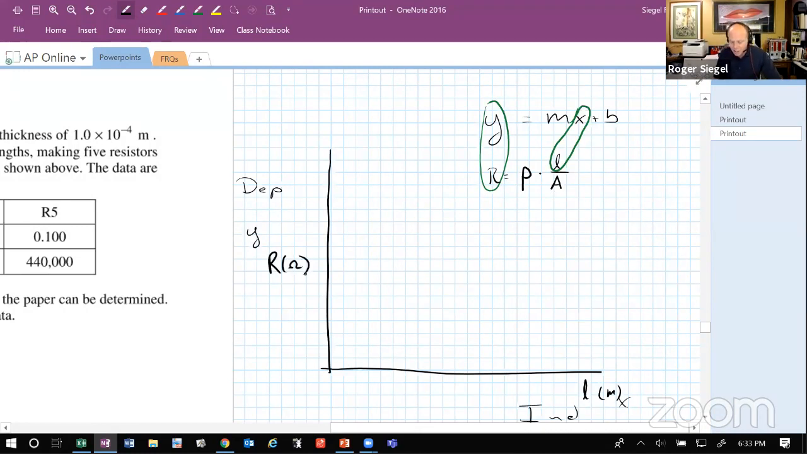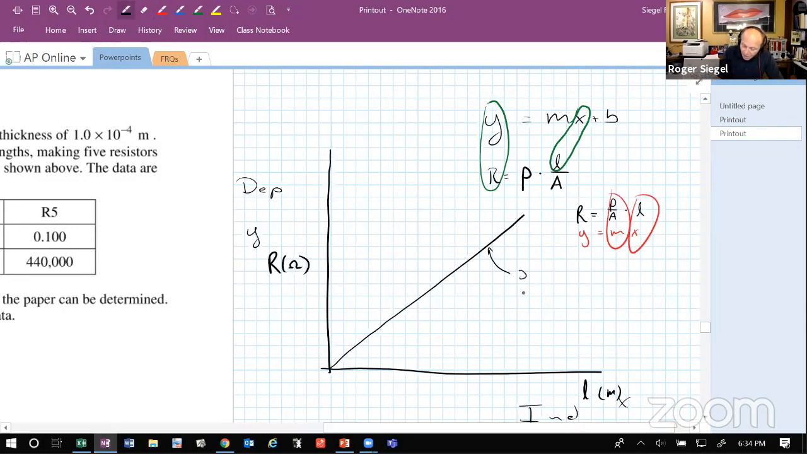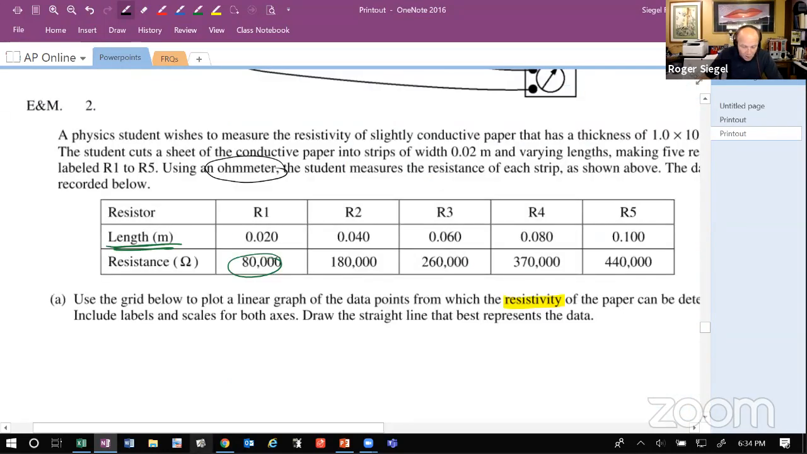Always label your axes. AP usually gives 4 points for every graph that you draw. So if they ask you to do that, you would do that. And what we're going to get is a linear graph. But let's look at the important question: what is my slope? If you look at this, I'm going to rewrite it. R is equal to rho over A times L. And right below this, y is equal to mx. And look at that, my slope is rho over A. That's how you would do this problem: you would set that up and graph that.